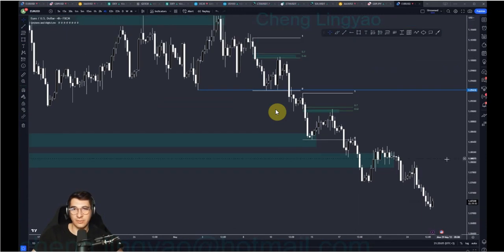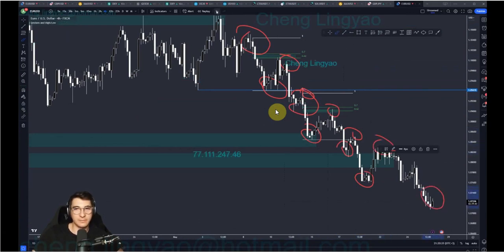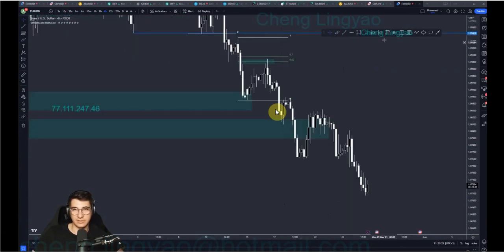You can see on the 4 hour we never made a new high. We only had high, low, high, low, lower high, lower low, and then another low here. So we never broke structure to the upside. There was no reason to buy. Price was not heading up, it was heading down, right? Because it was retracing and then continuing.